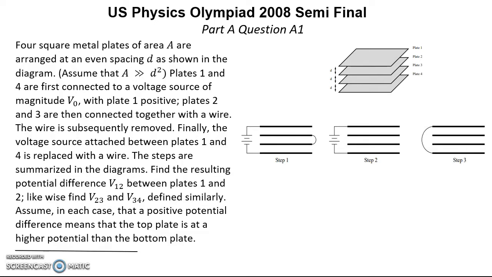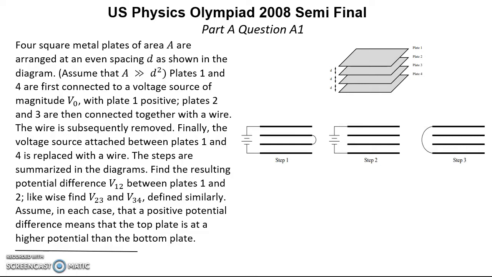Part A, question A1. 4 square metal plates of area A are arranged at an even spacing d as shown in the diagram. Assume that A is much greater than d squared. Plates 1 and 4 are first connected to a voltage source of magnitude V0, with plate 1 positive.